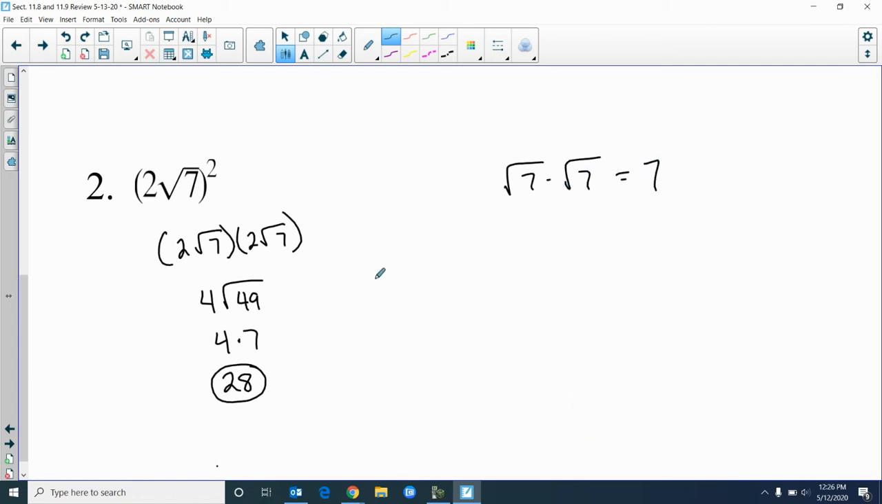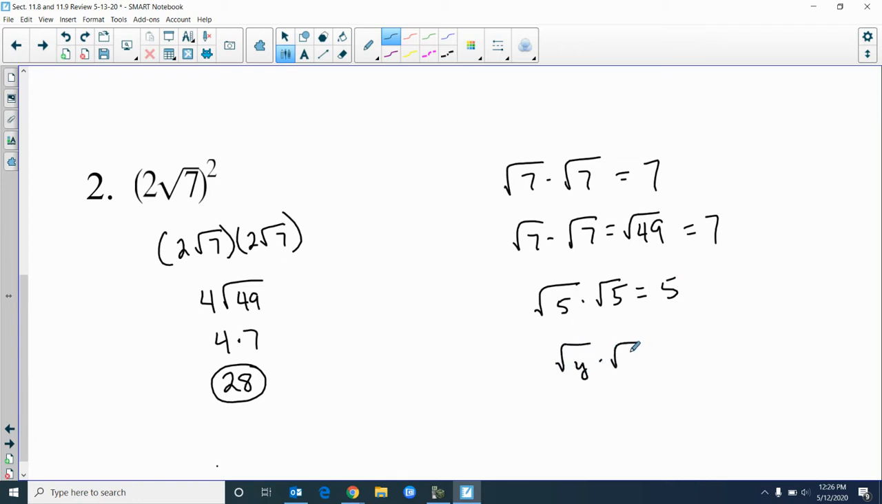And this is a step I would be fine with. You don't have to show that the square root of 7 times the square root of 7 is the square root of 49 and then make it 7. You should be able to just go straight to the 7. Square root of 5 times square root of 5 is going to be 5. Square root of y times square root of y will just be y. No more square root sign. So for number 2, we should end up with 28.